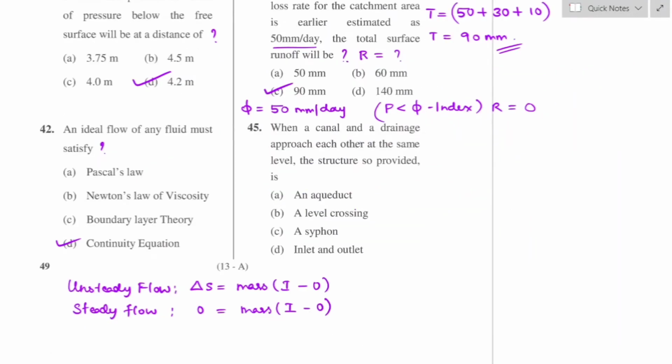Question number 45. When a canal and drainage approach each other at same level, the structure so provided is level crossing. Option B is the right answer. This type of cross drainage work admits the drain water into canal and intermingle with each other. So for this type of condition, when there is a canal and drainage meeting at same level, level crossing type of cross drainage work will be provided.